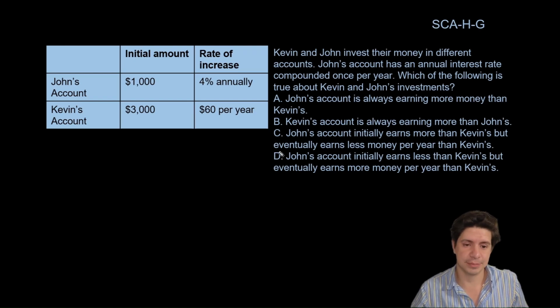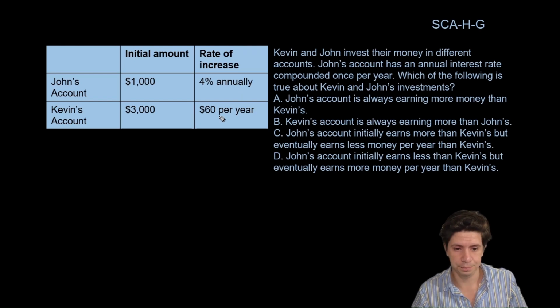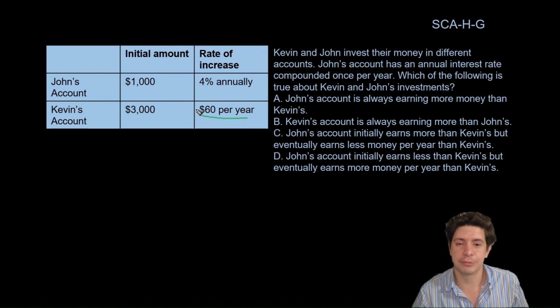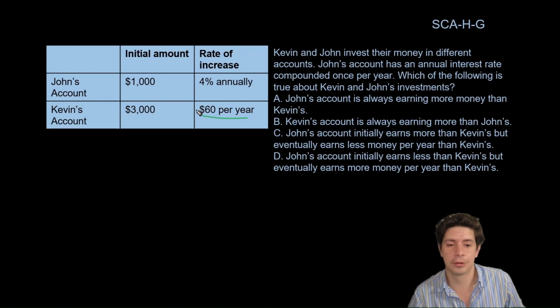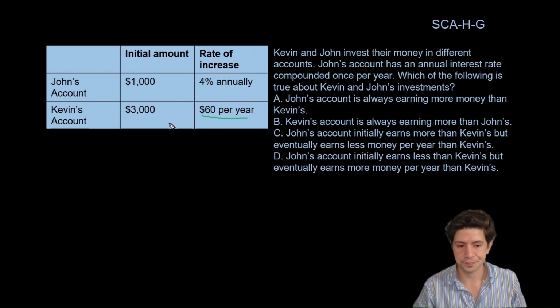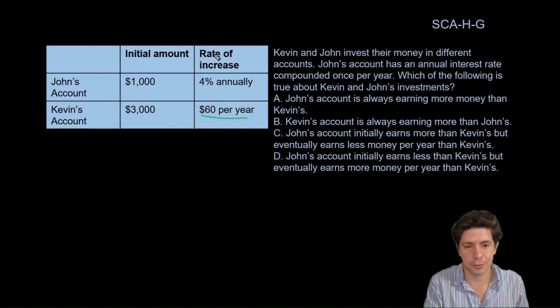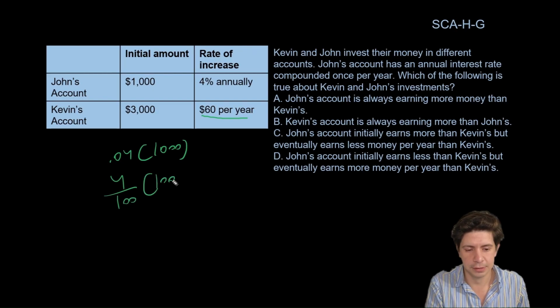Because he's exponentially growing and Kevin is getting the same amount every year, eventually John will overtake him, because exponential growth is going to beat linear growth eventually all the time. But did he start off earning more? So in that first year, how much did he earn? He did 4%, so we're going to do 0.04 times 1,000. You could think about it as a fraction, 4 over 100 times 1,000. The 2 zeros cancel, so 4 times 10 is going to be 40.